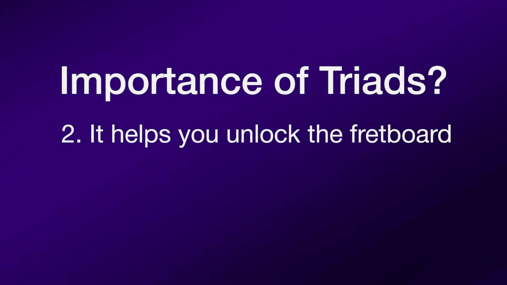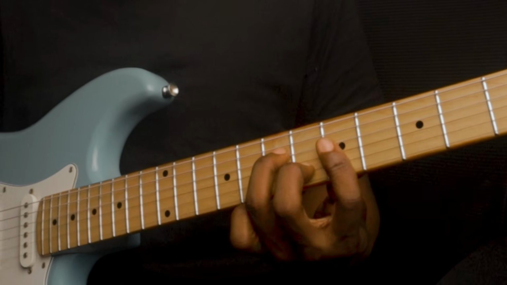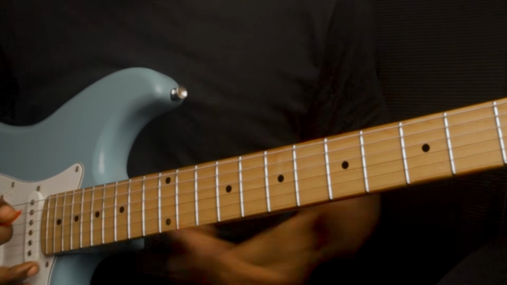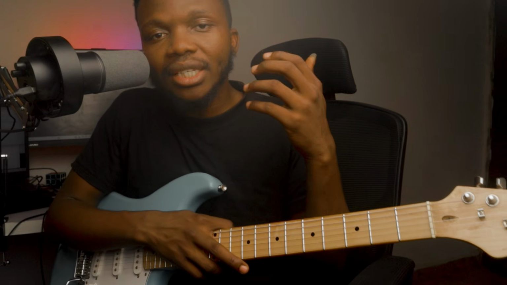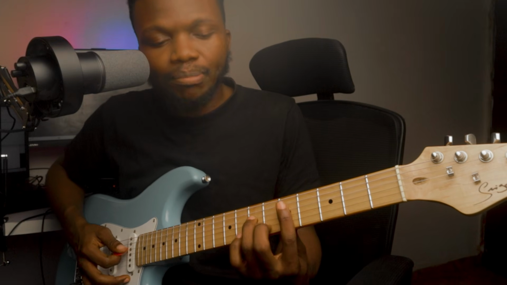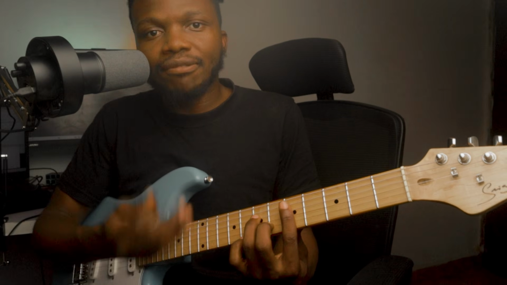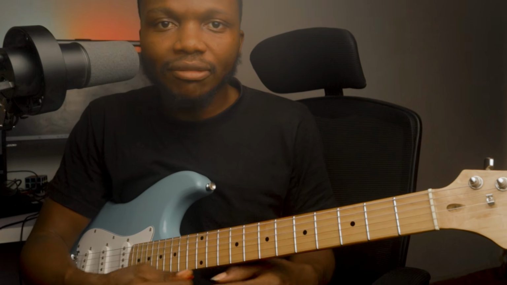The second point is that triads help you to unlock the fretboard. Imagine knowing how to play chords in different positions like we did. That's the importance of triads. And the last among many is that it helps you to change over chords. So when your F chord is playing, you can play an inversion of that particular chord and it helps you to sound very nice when playing.